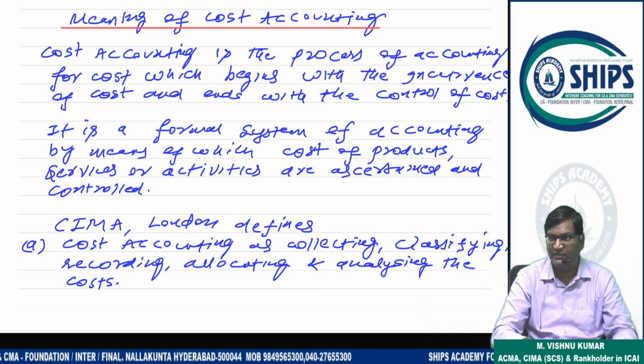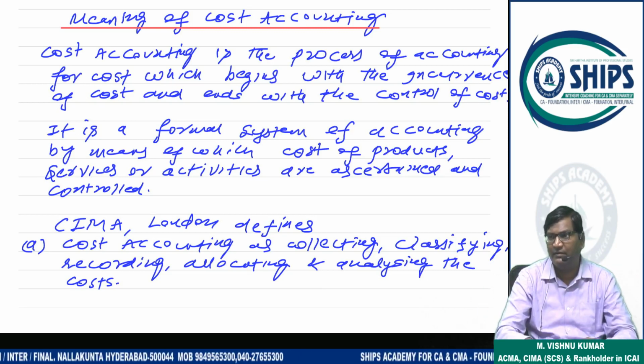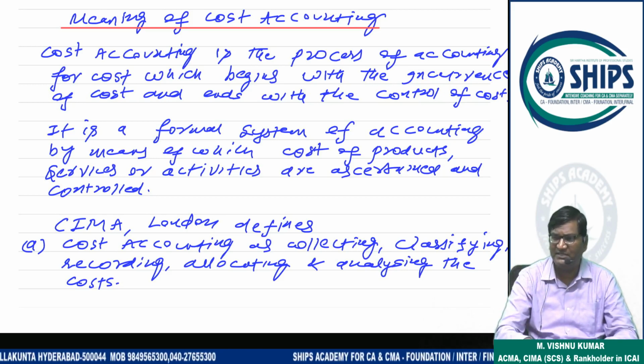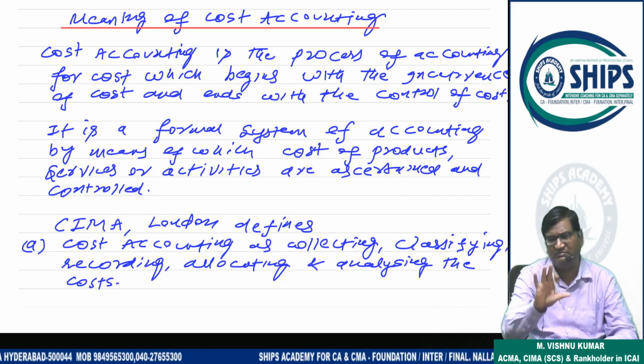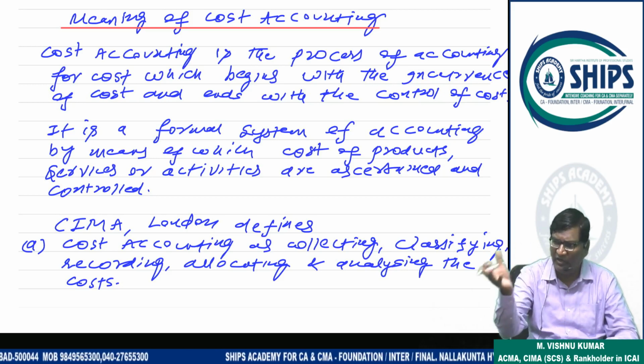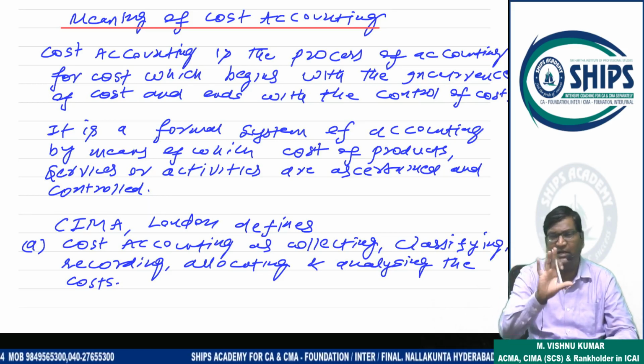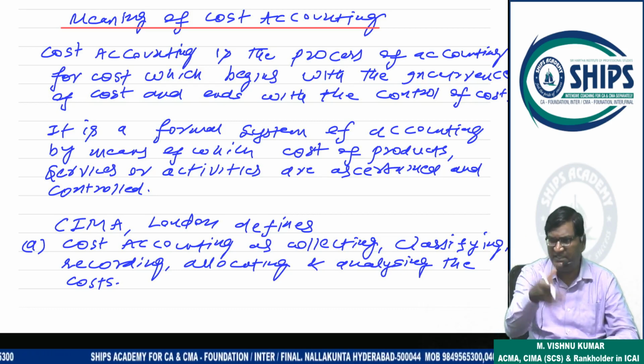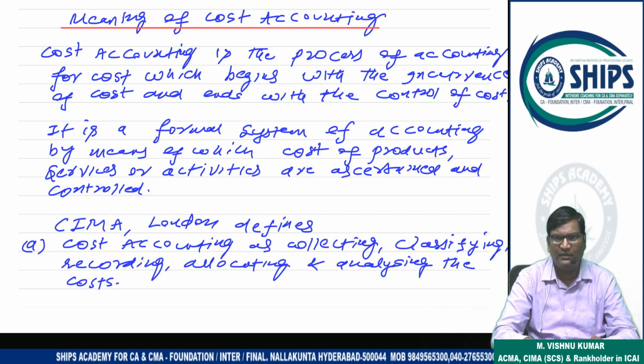Revenue center. The revenue center's job is what? They have to accumulate the revenue. Generally, cost center means they are involved only in cost, not in revenue. Suppose one production department is there. In the production department, goods will always be manufactured, so only cost is incurred. Will any revenue come? No.